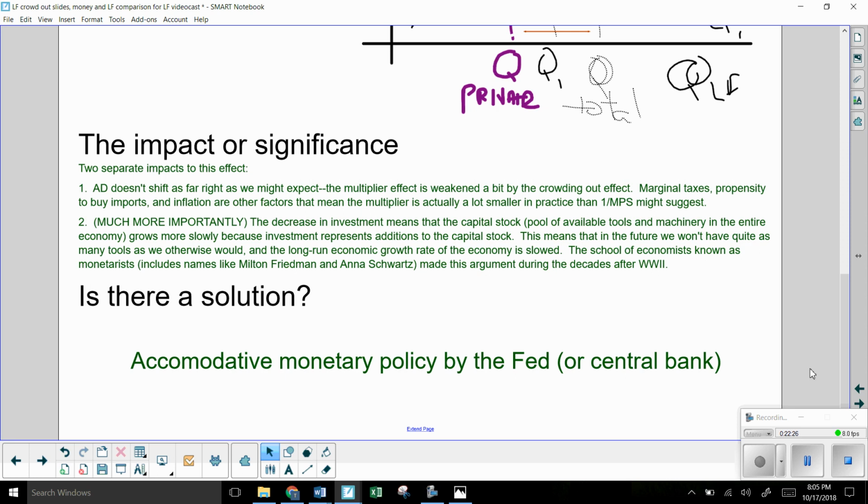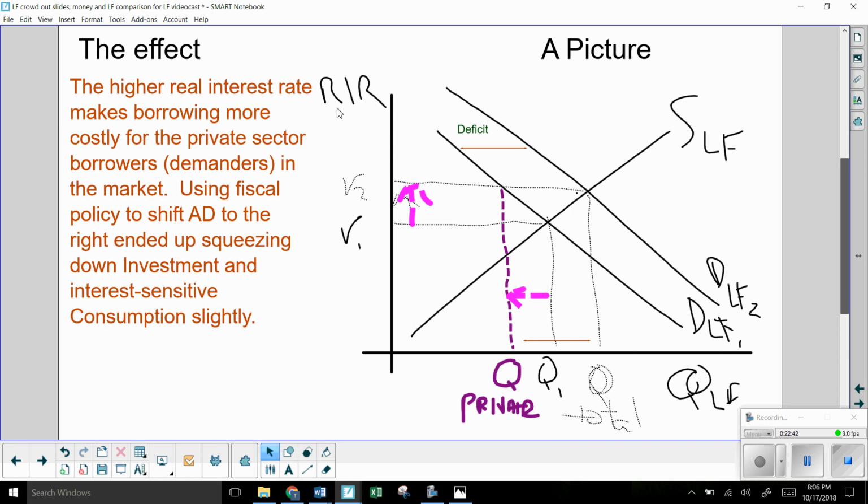I think I'm going to stop this video here and then do a second part where we compare the money market to the loanable funds market, think about some of the similarities and differences, and then examine the Fisher equation so we can relate the real interest rate that you see up here to the nominal interest rate that gets determined in the money market.